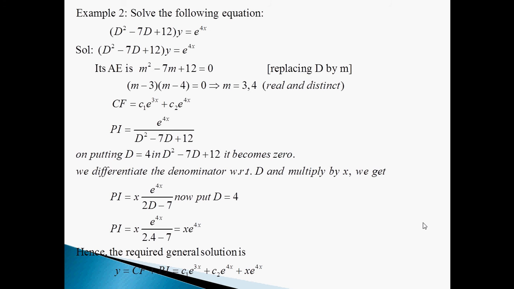Hence the required general solution is y equal to CF plus PI equal to c1 e to the power 3x plus c2 e to the power 4x plus x e to the power 4x.